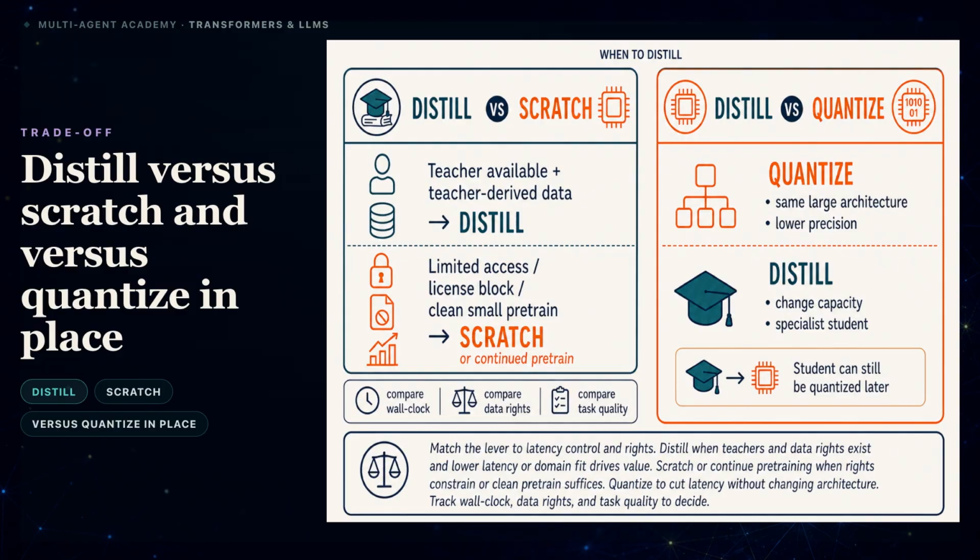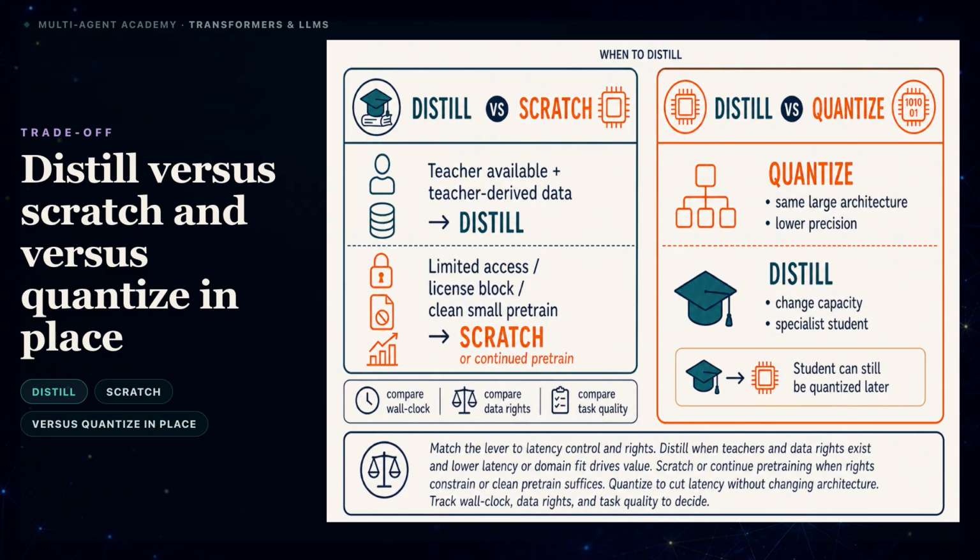Distillation is one way to obtain a smaller model, but it is not always the best starting point. Training from the beginning may be preferable when you have a large clean dataset, sufficient compute, and no reliable teacher access. Continued pre-training followed by task fine-tuning can also adapt an existing small model without copying a teacher's complete output behavior. Distillation becomes attractive when a strong teacher already demonstrates the required task and teacher-generated data can be used legally.